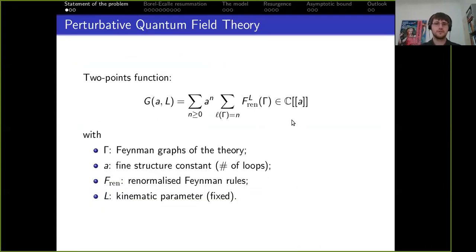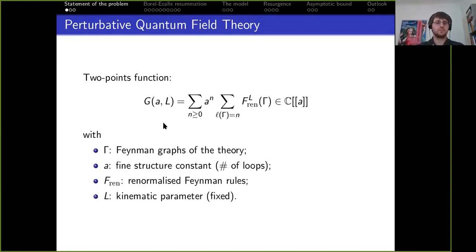Okay, so I think it's quite common in physics that we don't know how to solve the problem we want to solve. So instead we do a perturbative approach on some small parameter. And in quantum field theory, the small parameter is typically the fine structure constant of your theory, and the nth term of your perturbation series is given by a finite sum of Feynman graphs, which of course have to be renormalized and everything. Those coefficients will typically depend on some kinematical parameters, which I will consider fixed so that I can see everything as a formal series. Because typically this perturbation series does not converge.